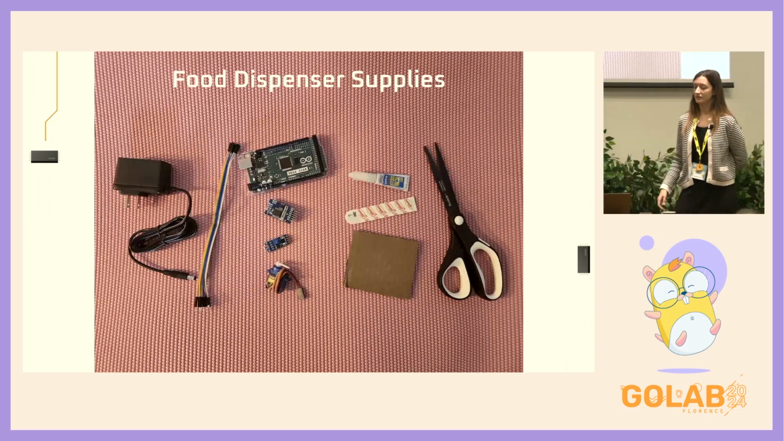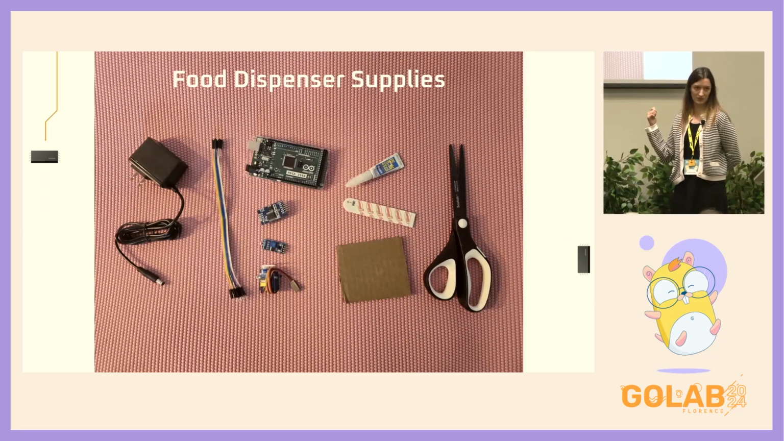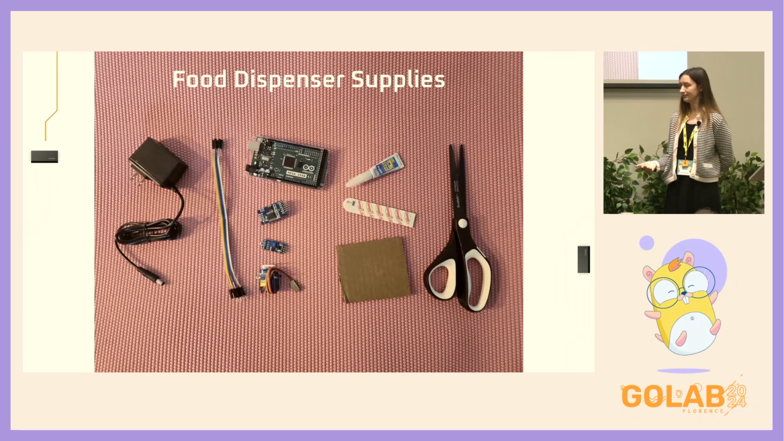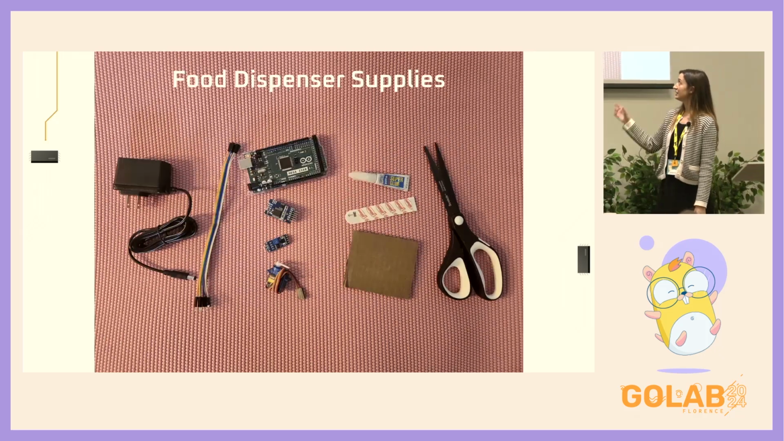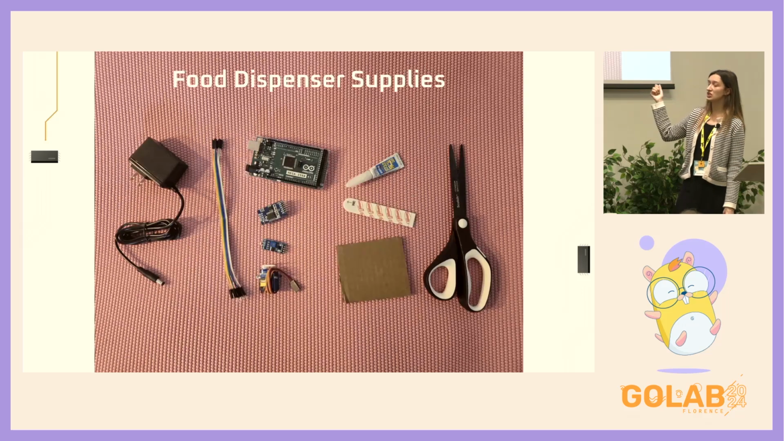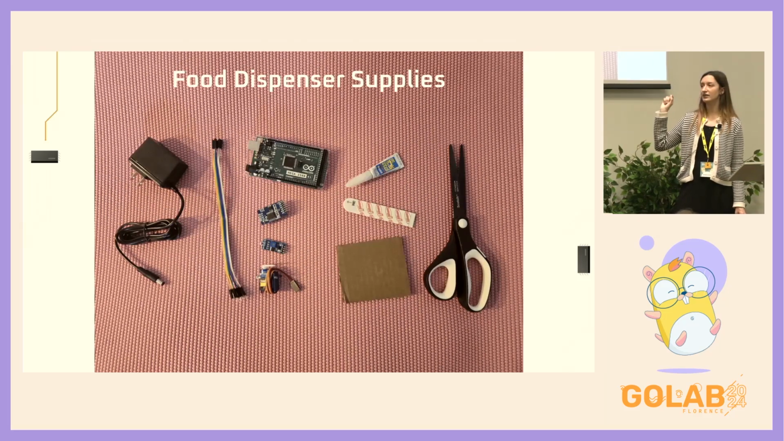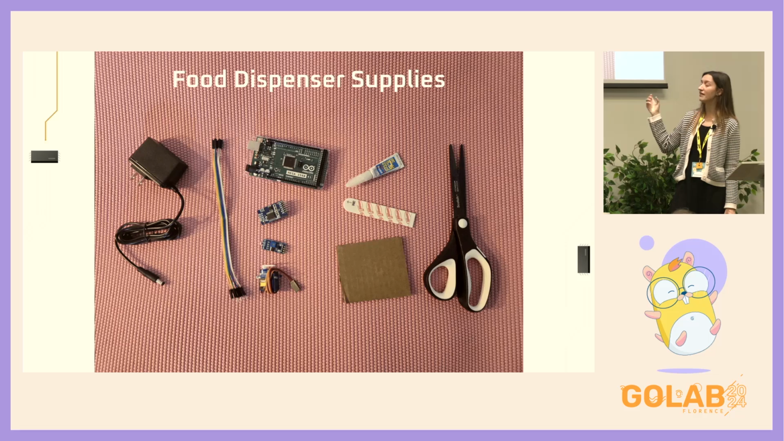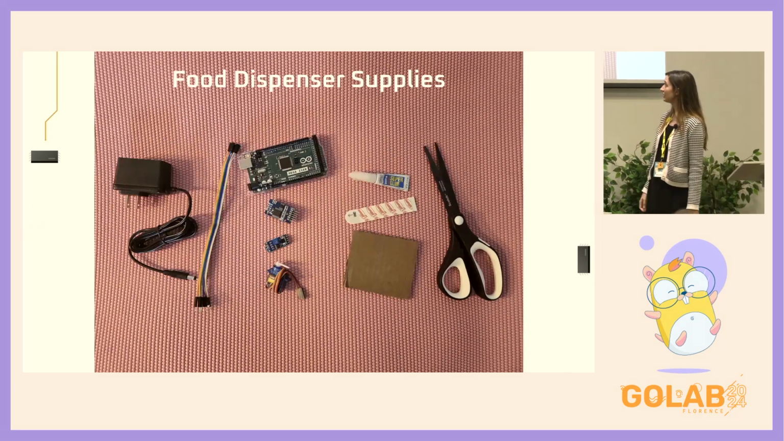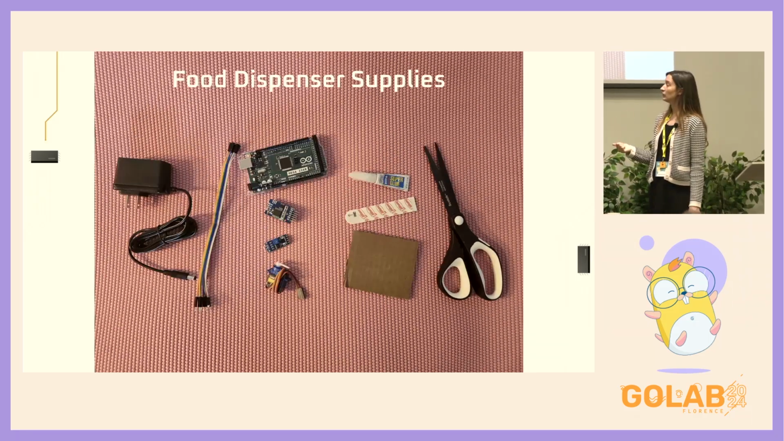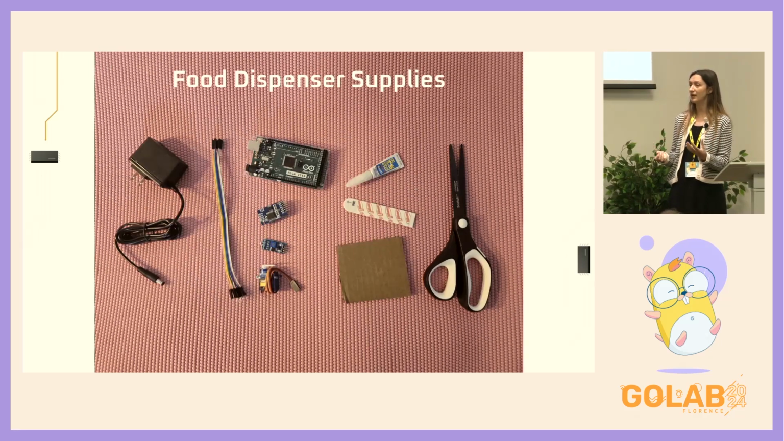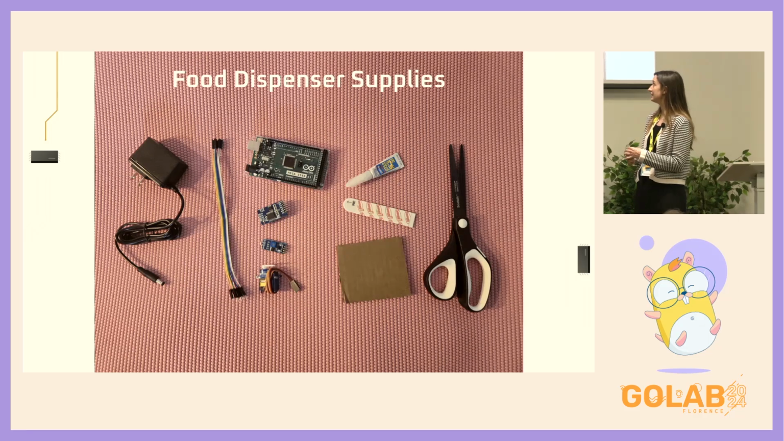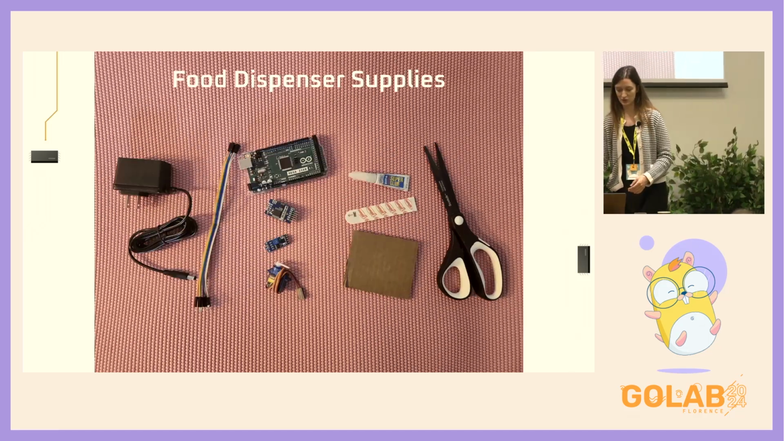So the same supplies, except here I'm using an Arduino Mega board. Has much more memory and many more digital pins. I have a real-time clock module, which allows you to keep track of time even if the board turns off. It has its own battery. I have a light sensor, which I will use to determine if there's food in the container, right? If it's dark enough, if it's bright enough. Servo, and then other tools I used before.